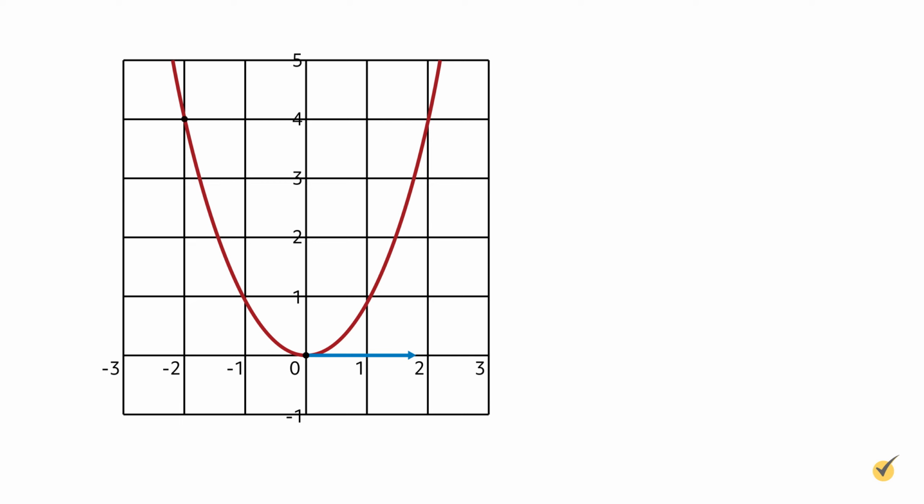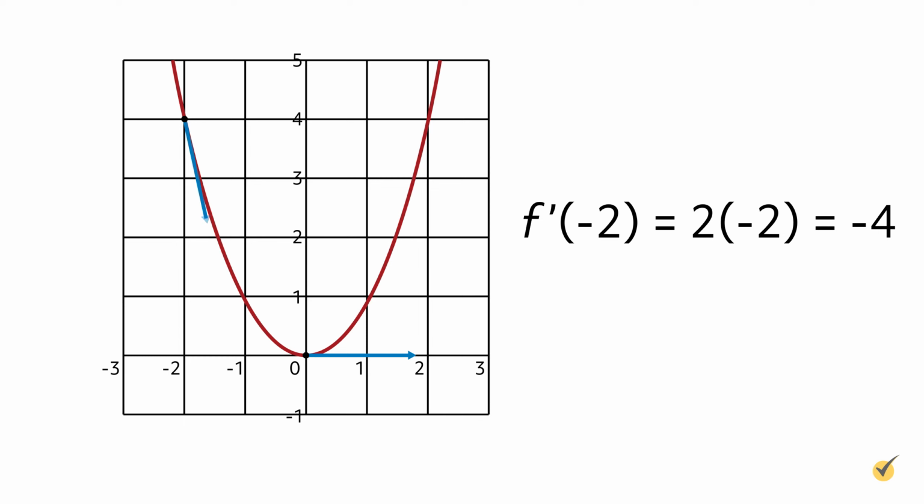Similarly, at the point x equals negative 2, the slope will be equal to f prime of negative 2, which equals 2 times negative 2, which equals negative 4. We can draw the tangent line and see that this is correct. Feel free to check the solution on your own at additional points.